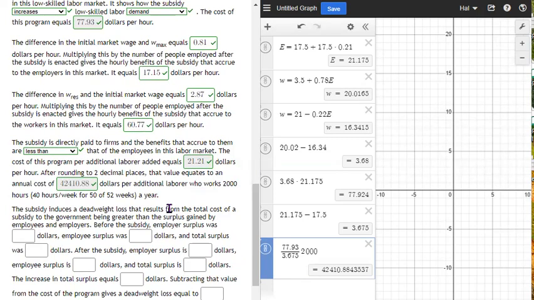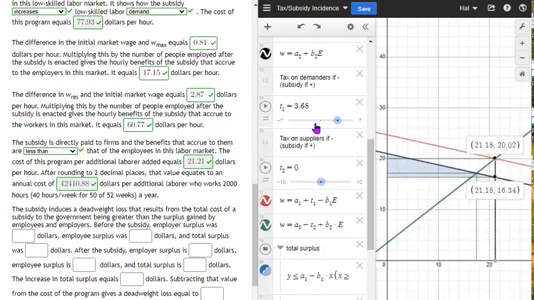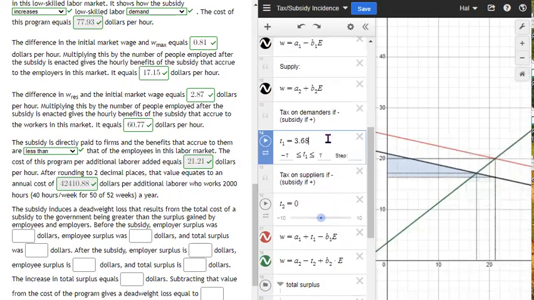The subsidy induces a deadweight loss that results from the total cost of the subsidy to the government being greater than the surplus gained by employees and employers, right? Before the subsidy, employer surplus was what? We need to calculate the employer surplus and employee surplus before the subsidy was created, right? So let's go back here. We'll reset the subsidy to the employer to 0. Now we need to calculate the firm surplus, right?